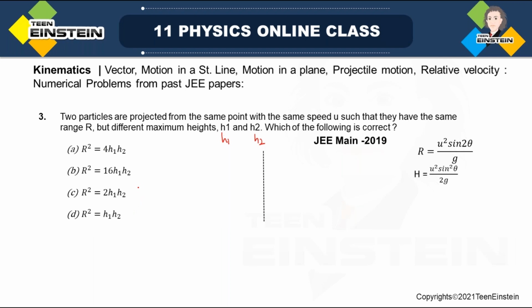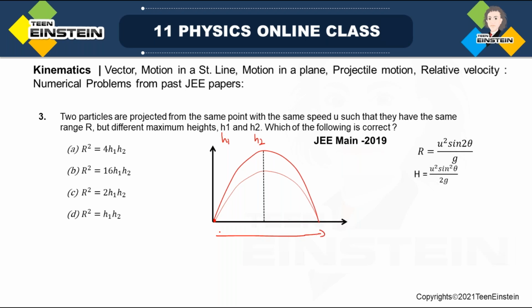So let us first understand the problem. This problem is stating that there are two particles, both thrown from this origin, but you can just look, they are actually having the same horizontal range. Let us say this is r, but their heights are different. So suppose this is h1 and this one is h2, this height is h2.